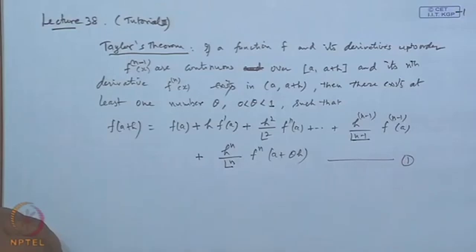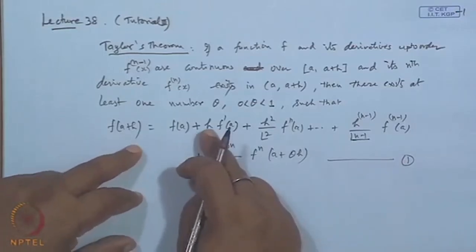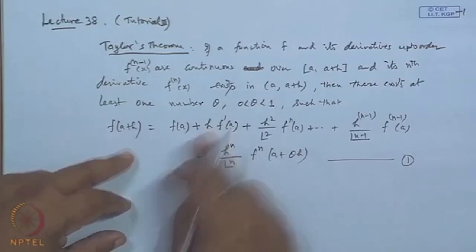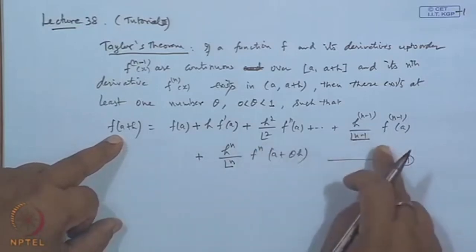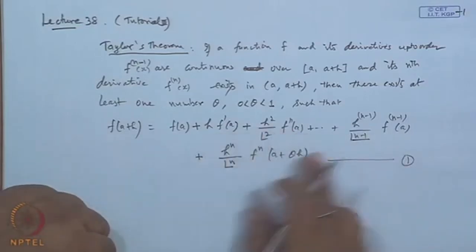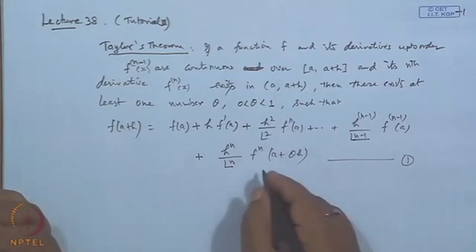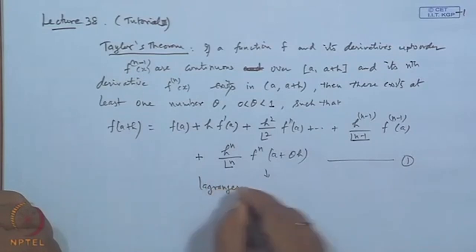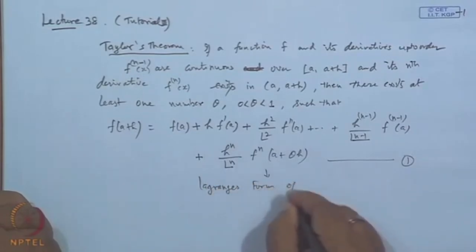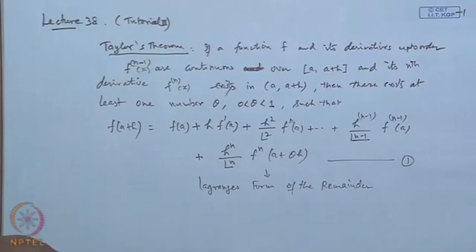So a function f can be expanded in powers of h in this form, and the last term is called the remainder. Basically it is called the Lagrange's form of the remainder. There are various other forms, but we are not interested in them.